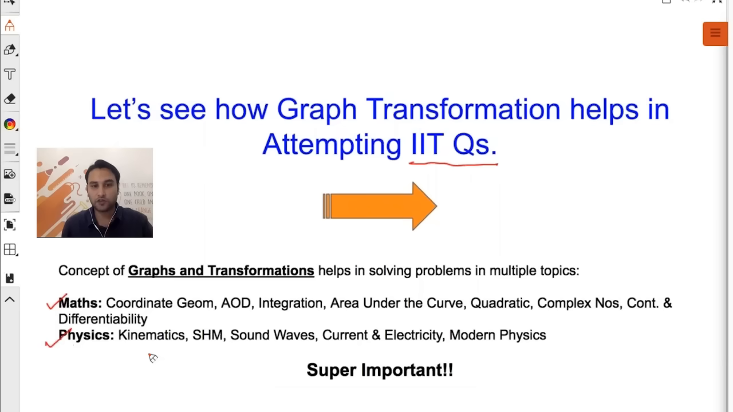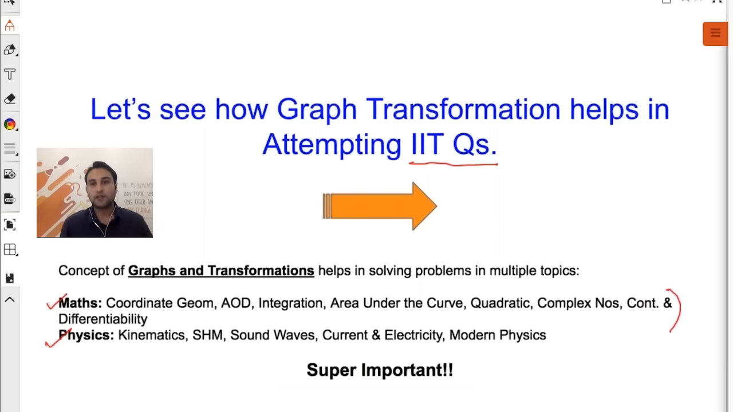In all these chapters, you will see massive application of functions and graphs. And in physics also, kinematics is entirely graphical. SHM, sound waves, current electricity, modern physics, everywhere. If you know the concepts of graphs and functions, at least 30 to 35% of the paper will have direct application of that in multiple topics. So I'll take an example to illustrate that.